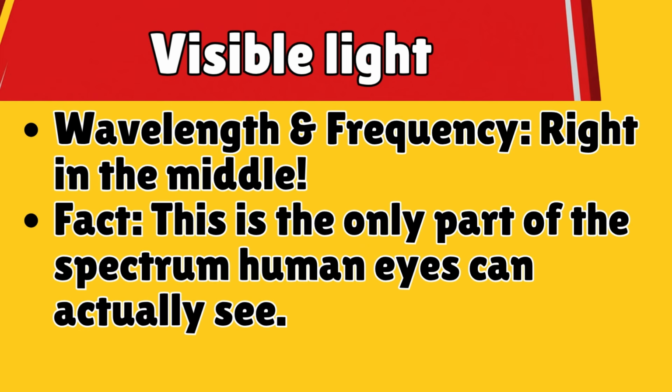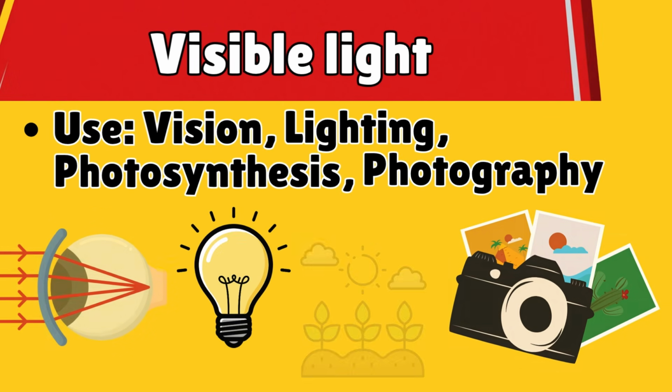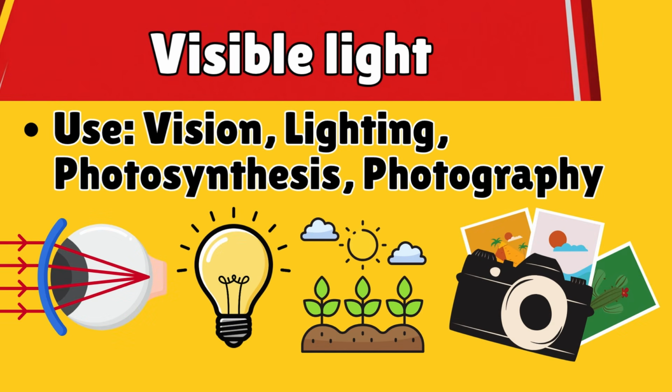Next is visible light. Its wavelength and frequency is right in the middle. So fun fact, this is the only part of the spectrum that human eyes can actually see. The rest of the electromagnetic spectrum is invisible to our eyes. So visible light is used for our vision, for lighting. It is used in our bulbs, LEDs. It is also used in photosynthesis. So visible light is very important, and our favorite photography.